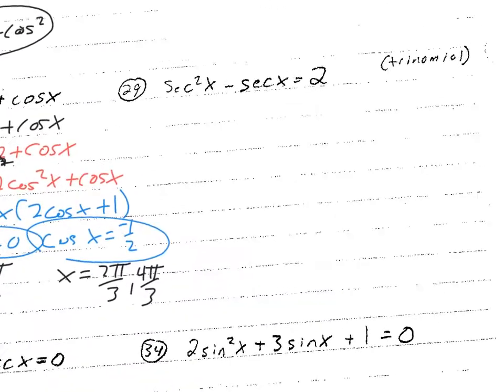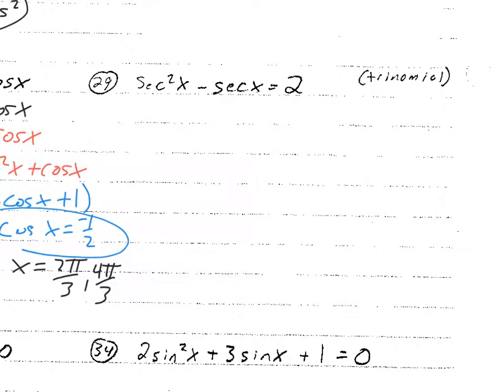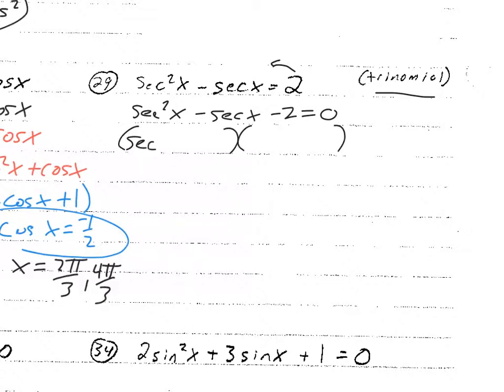For question number 29, when we start solving this one, you're going to see that we're going to end up with a trinomial. I need to bring this 2 over to the left side. So I will have secant squared x minus secant x minus 2 equals 0. So now with my trinomial, it's going to be parenthesis, parenthesis. I'm going to have secant x times secant x. Remember, you have to multiply to get the first, and that'll be in the first blanks.